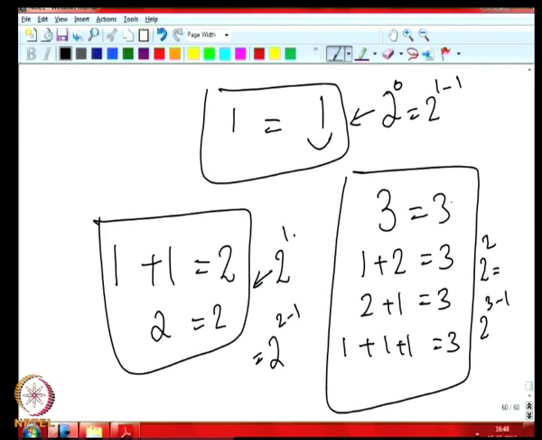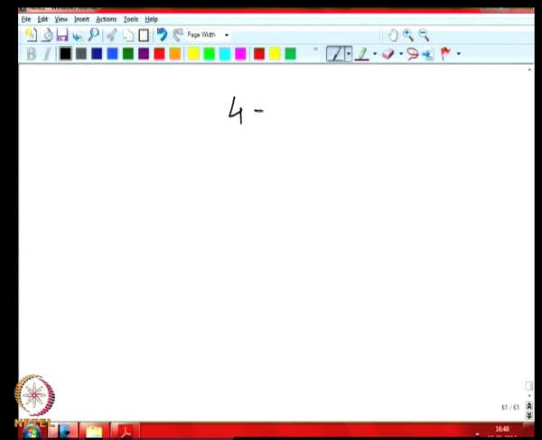This 3 corresponds to this 3, this 1 here corresponds to this 1 here, and this 2 here corresponds to this 2. It looks like that is the pattern. So, we can try with n equal to 4. What we expect is that we want to get the number 2 to the power 4 minus 1, equal to 2 to the power 3, equal to 8. This is what we want, for n equal to 4.